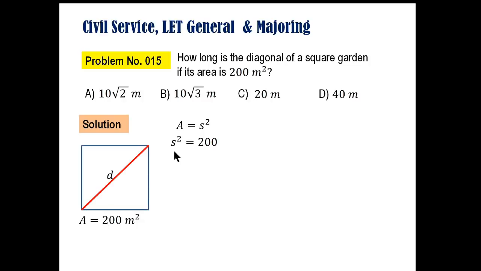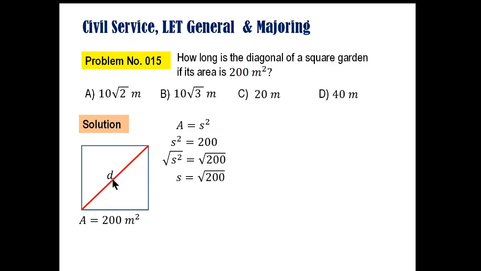Now we're going to solve for S, the side. We take the square root of both sides. The square root of S squared is equal to the square root of 200. S is equal to plus or minus the square root of 200, but since we're talking about a measure, there's no negative measure. So S is equal to the square root of 200.